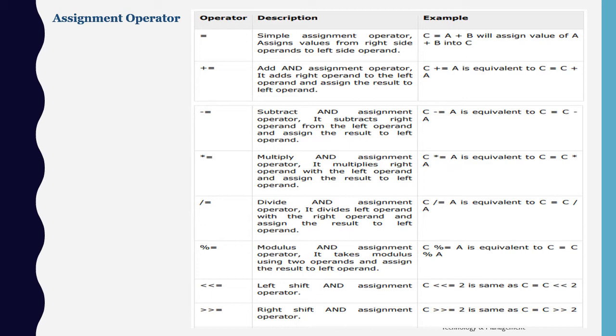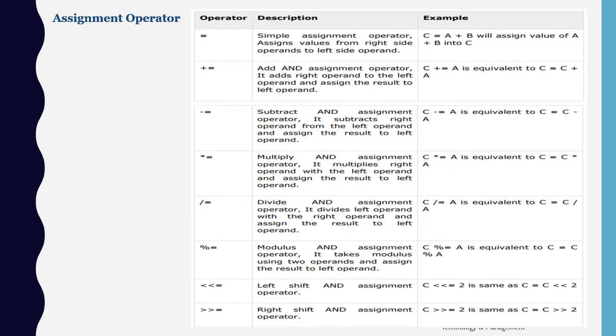Next are the shortcut assignment operators, in which we can perform some manipulation and then assign the value to the operand. For example, plus equal to is the add assignment operator. It adds the right operand to the left operand and then assigns the result to the left operand. For example, c plus equal to a is equivalent to c equals c plus a. Similarly, we have minus equal to, which is c minus equal to a, equal to c equals c minus a. Similarly, multiply, divide, modulo, and left shift and right shift.